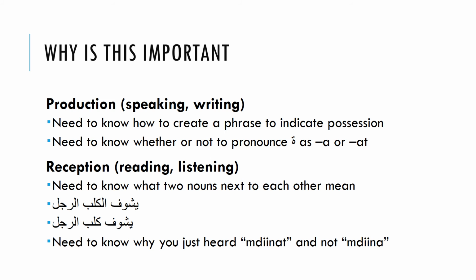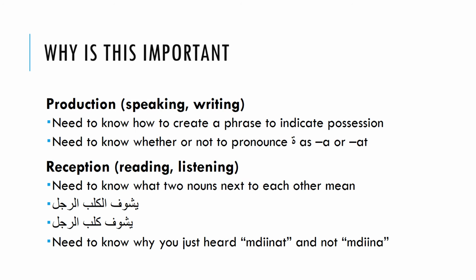So you could say, Yashuf al-Kalb al-Rajul. Now this is pretty unambiguous. The dog probably sees the man, right? The dog sees the man. Yashuf al-Kalb al-Rajul. Now, what happens if we say, Yashuf Kalb al-Rajul?